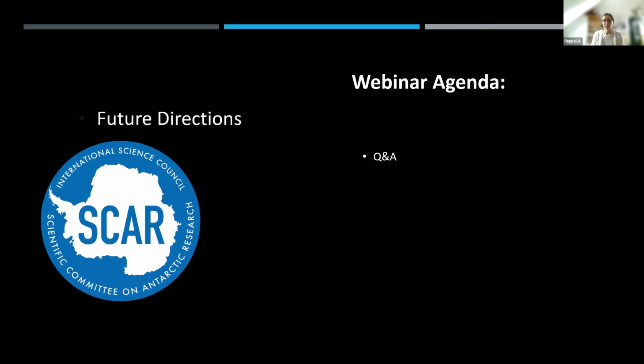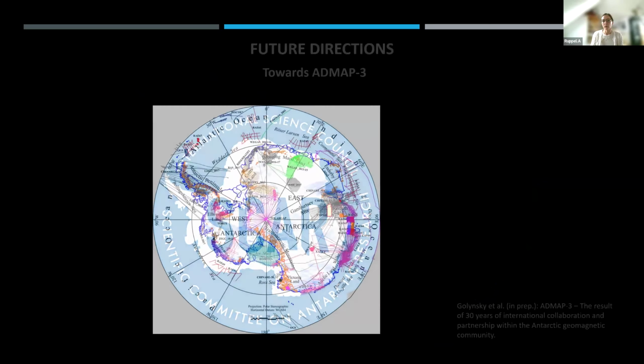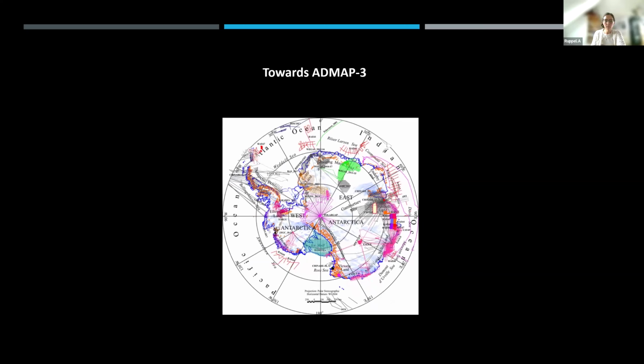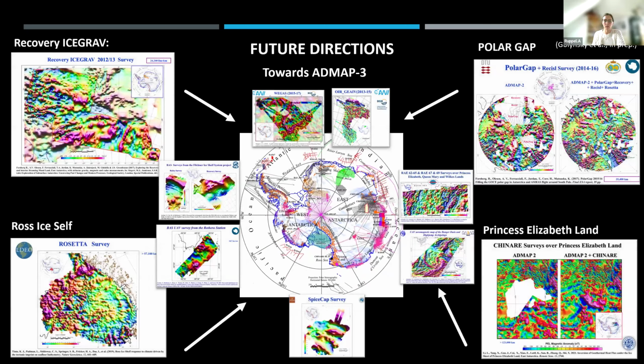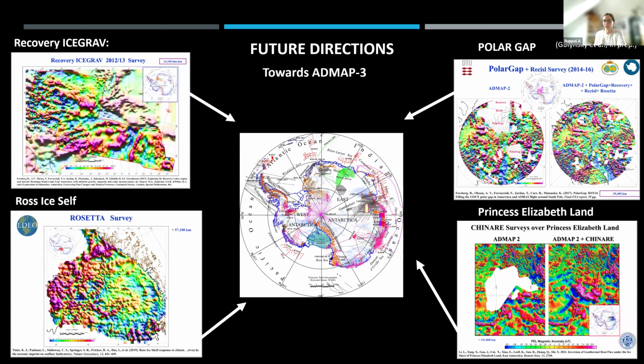So I'm coming to the end of the webinar, but I'll now quickly show you the new survey data that will be integrated into the new ADMAP product. This slide highlights several recent surveys that are already available and will contribute to the next generation. These are a lot of surveys provided by several nations that will be incorporated, and this includes the effort aimed at closing the polar gap, for example, the last remaining area with limited data coverage.